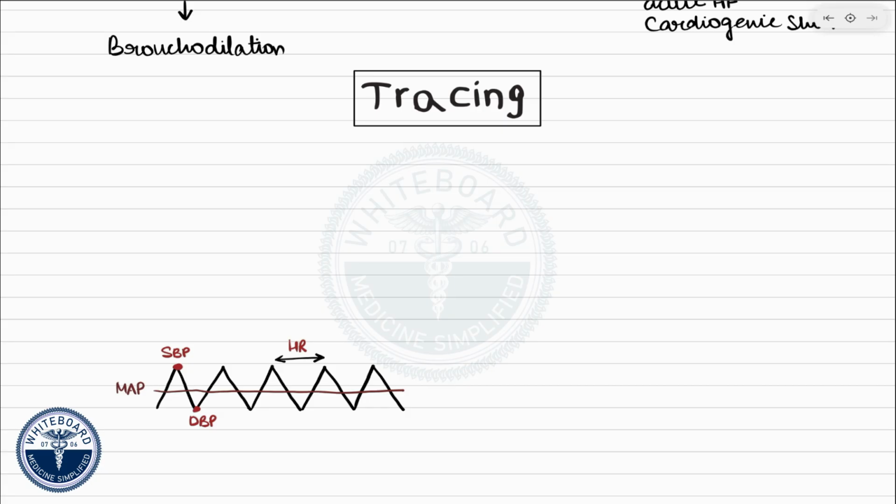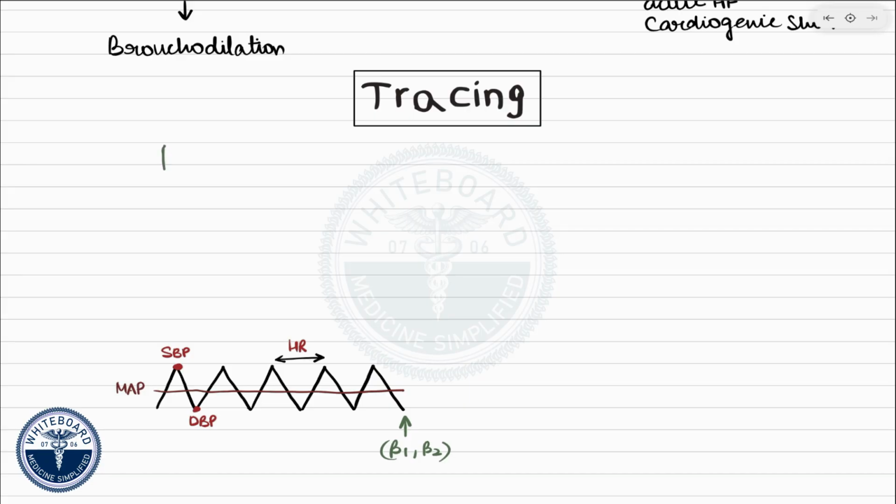Now, just as we did with the alpha-adrenergic agonists, let's first understand the tracing produced by a non-selective beta-adrenergic agonist, that is, a drug which stimulates both beta-1 and beta-2 receptors. Before looking at the tracing, ask yourself an important question. What effect will stimulation of each receptor produce?